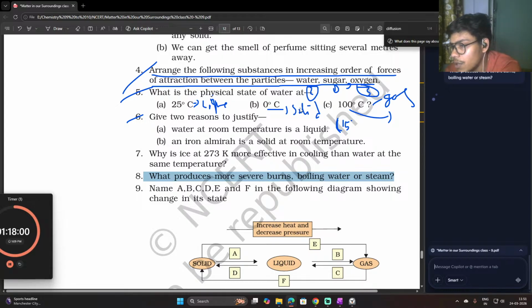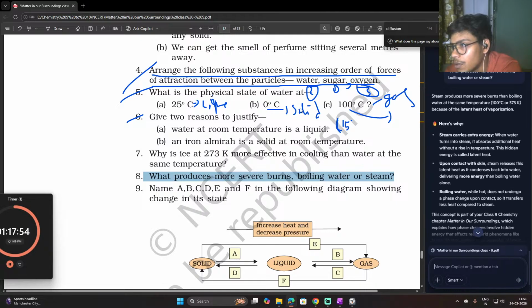It will be boiling water. Well, obviously, steam water is the vapor. Latent heat.